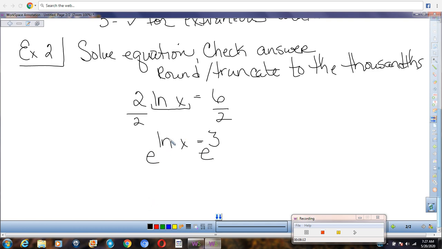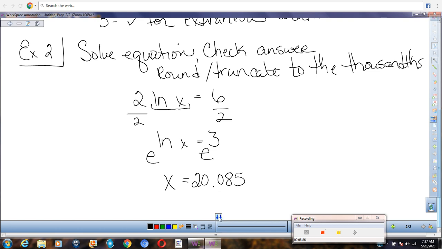On this side, as we said, this e and natural log technically are going to cancel each other. And we're going to be left with this x on the left. Here, we can either leave it as e to the third, or if we plug it into our calculator, we get 20.085. Again, you can round or truncate to that third decimal place.